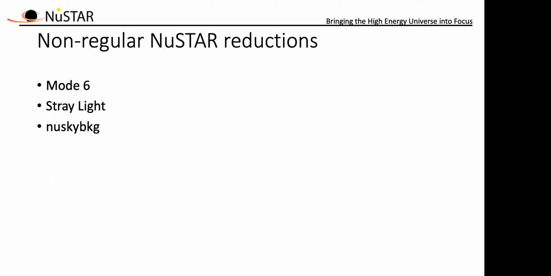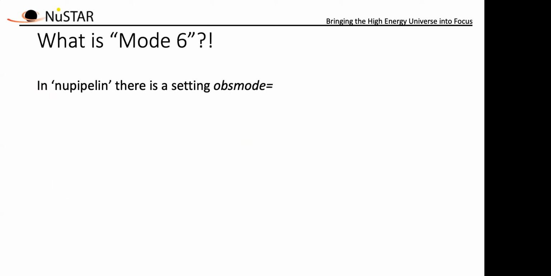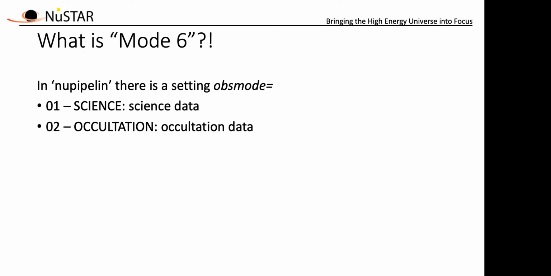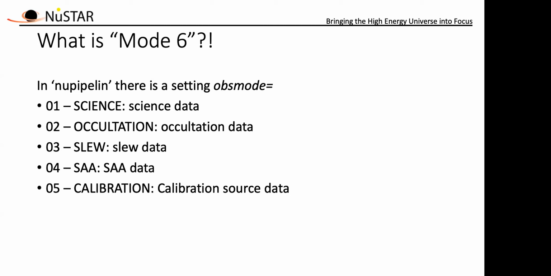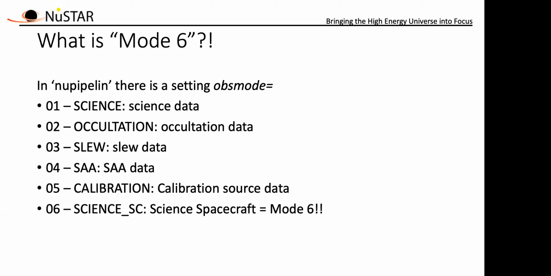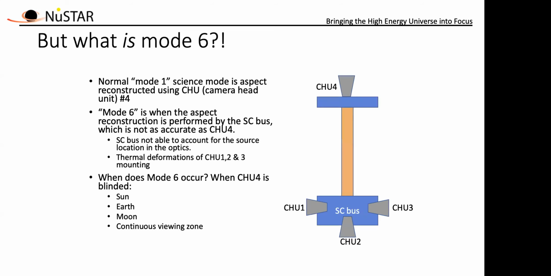So there are some non-regular NuSTAR reductions. Let's talk about mode 6. There were these different modes. 01 was the science mode, that's what you usually have. 02 is occultation, 3 is slew, 4 is SAA, 5 is calibration source, which can come in and out and is used very rarely. And 06 is the spacecraft science mode, which is when the front of the spacecraft is pointed close to the sun, and CHU4, camera head unit 4, is blinded. So when that is blinded, we are missing this part.